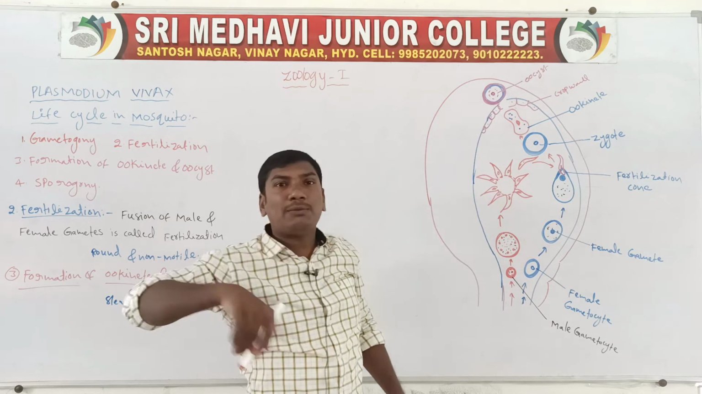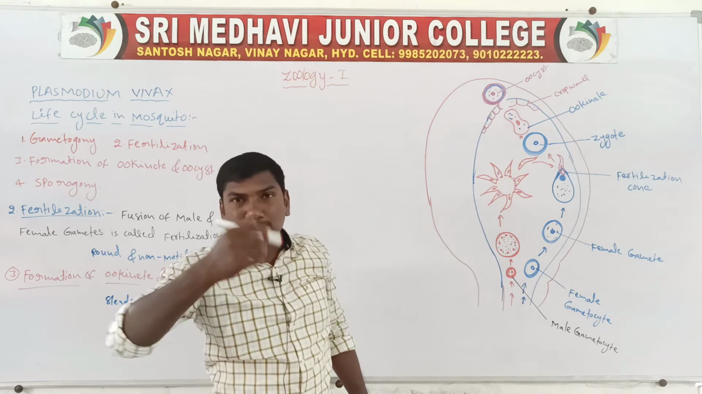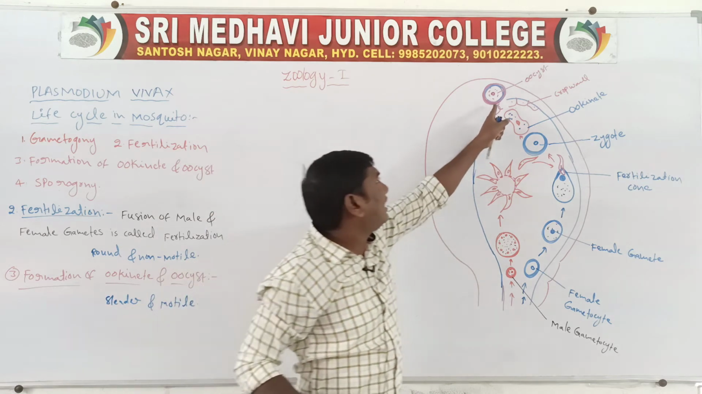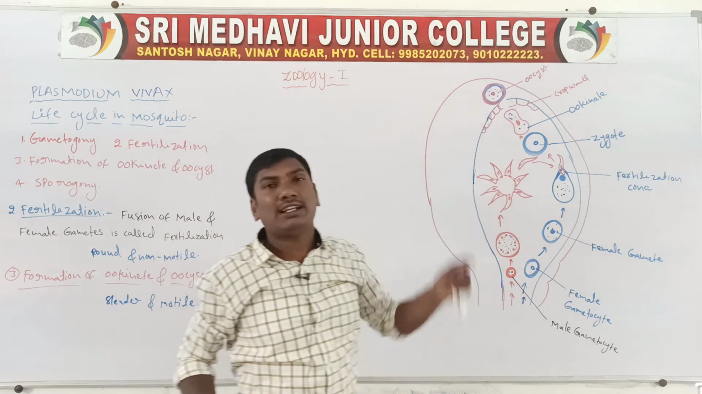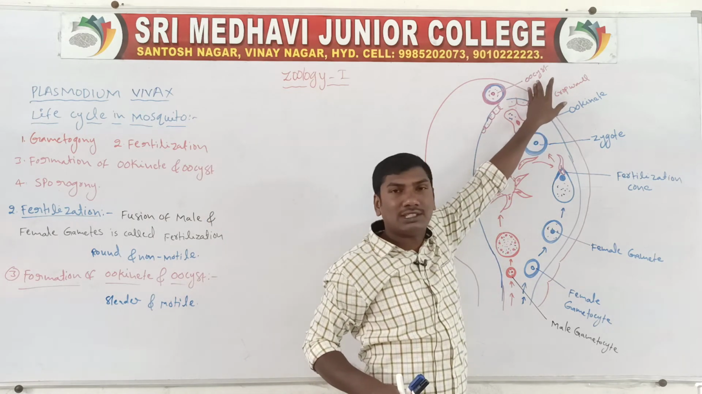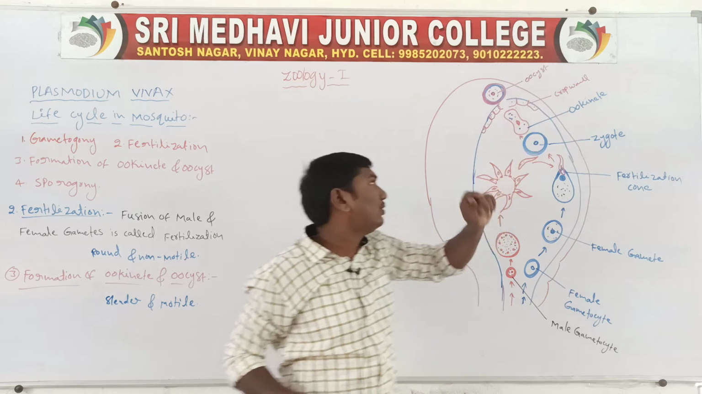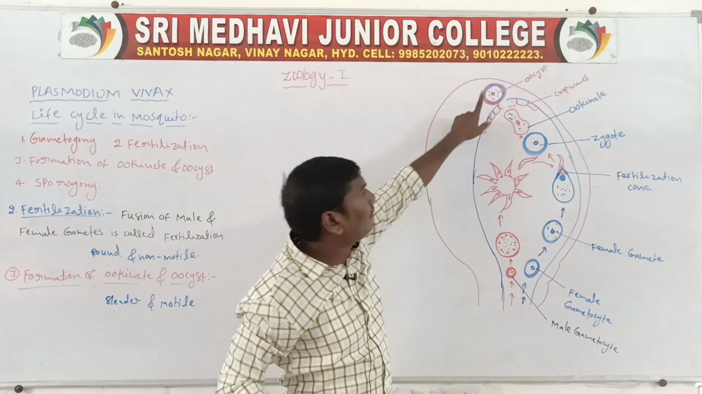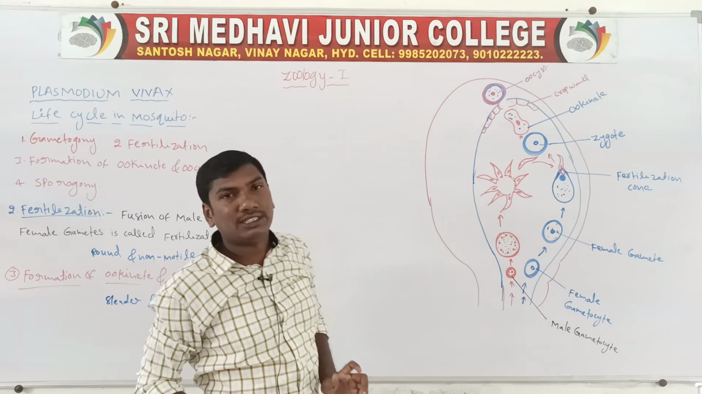They are transformed to the round shape and form a wall around the cyst. So this stage is called as oocyst. So the formation of oocyte and oocyst.